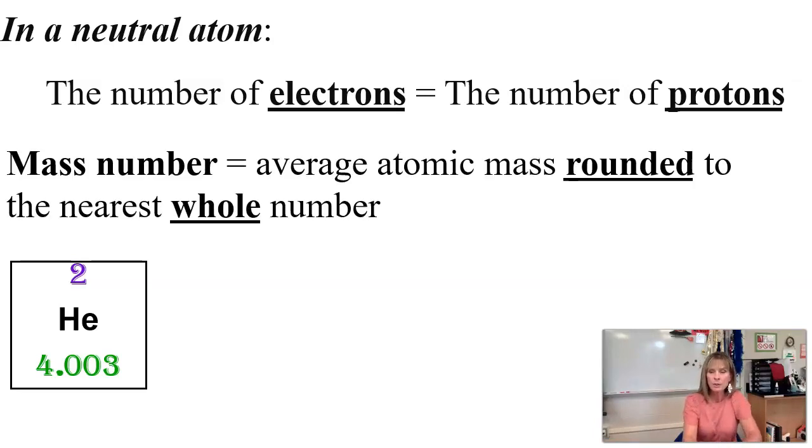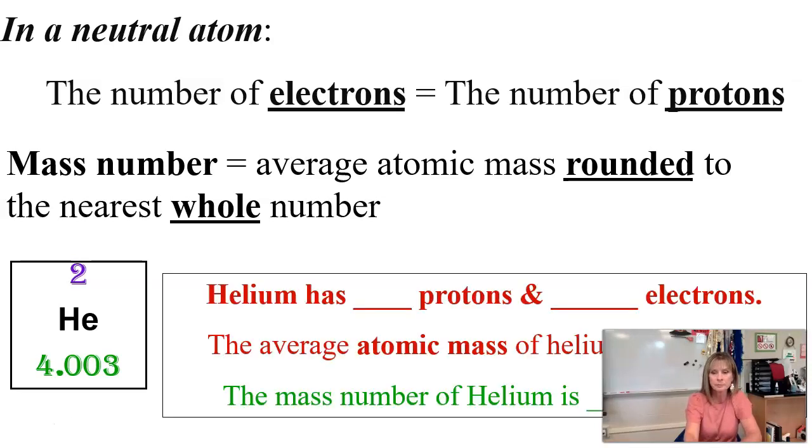The mass number is the average atomic mass rounded to the nearest whole number. So what do you think the mass number for helium would be here? If 4.003 is the average mass, I need to round that to the nearest whole number. What do you think that is? It's 4. 4 would be the mass number for helium.